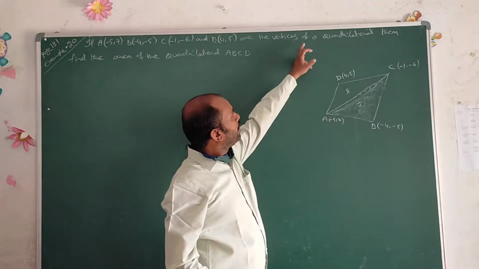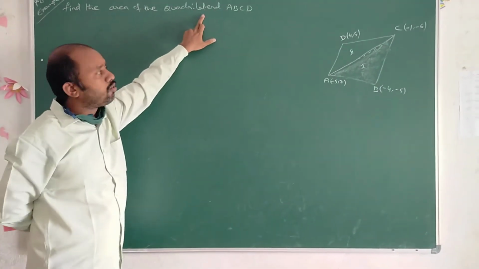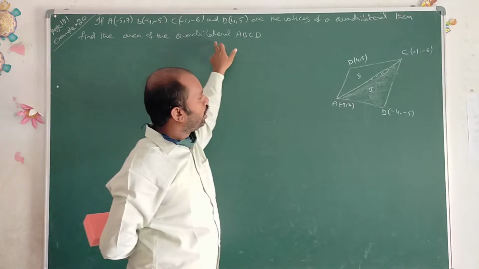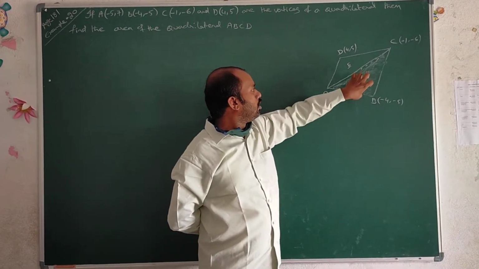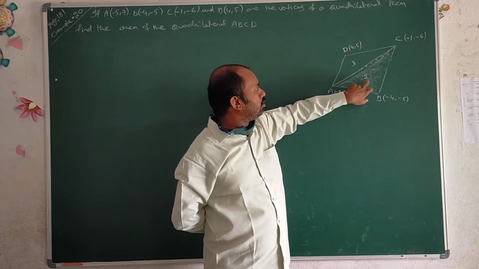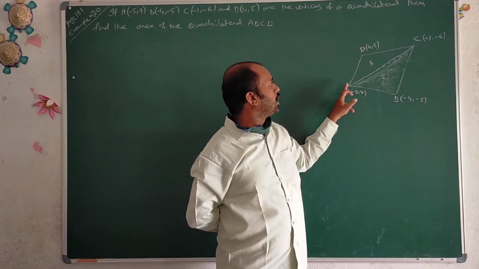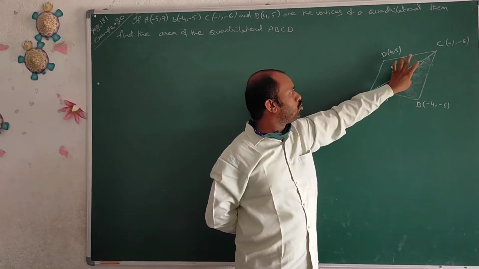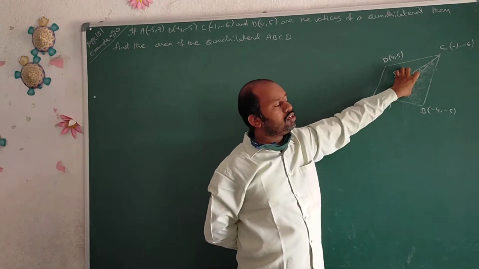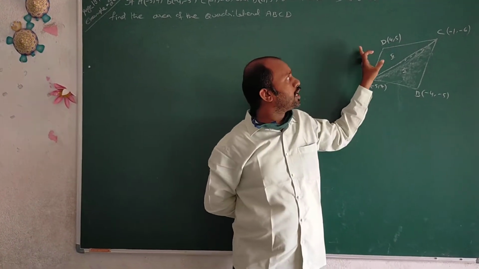Now find the area of the quadrilateral ABCD. How to find the area of the quadrilateral ABCD? First find the area of the triangle ABC, and find the second triangle, the area of the triangle ACD. Now these 2 triangle areas are added. Then we get the area of the quadrilateral. This is the main concept.